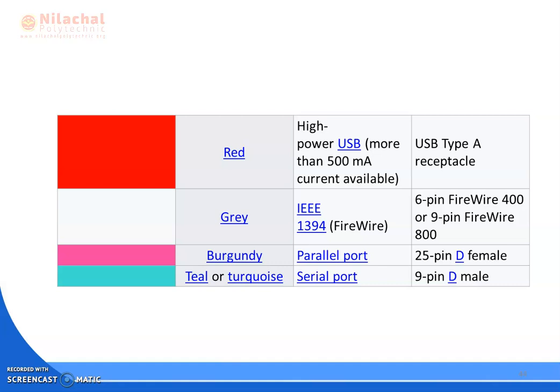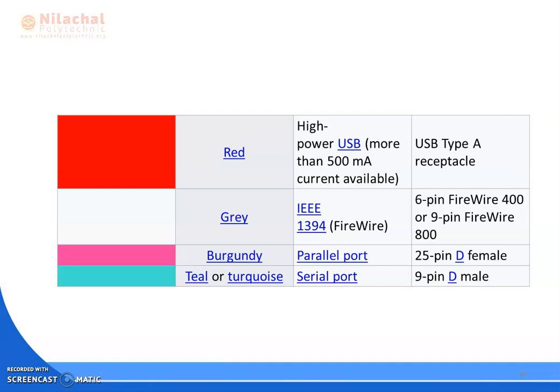It is also known as IEEE 1394. Basically, FireWire is a method of transferring information between digital devices, especially audio and video equipment. So this is a 6-pin FireWire and is also found as a 9-pin FireWire. This is of gray color.